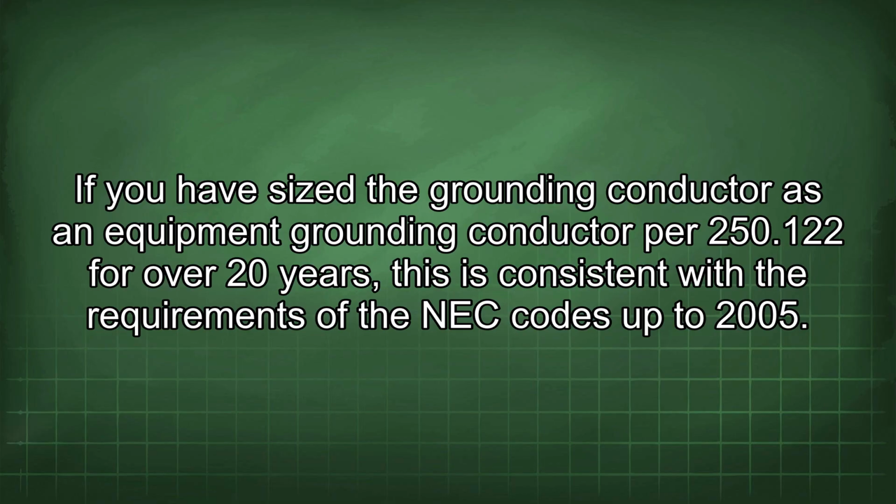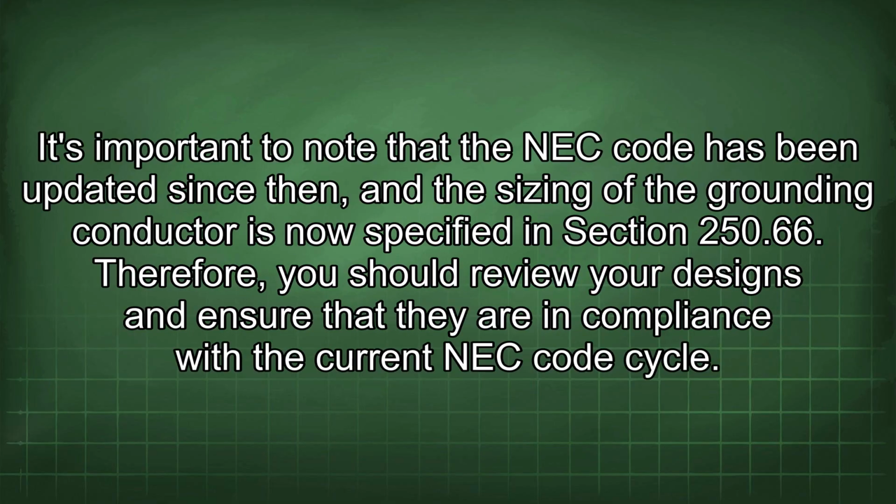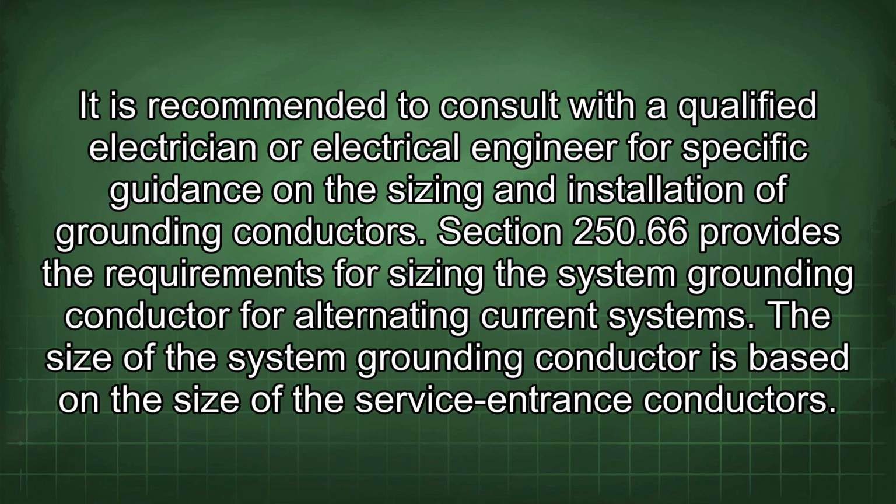If you have sized the grounding conductor as an equipment grounding conductor per 250.122 for over 20 years, this is consistent with the requirements of the NEC codes up to 2005. It's important to note that the NEC code has been updated since then, and the sizing of the grounding conductor is now specified in section 250.66. Therefore, you should review your designs and ensure that they are in compliance with the current NEC code cycle. It is recommended to consult with a qualified electrician or electrical engineer for specific guidance on the sizing and installation of grounding conductors.